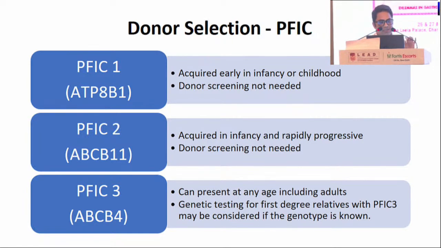We should not accept the donor if the patient presents early in life. But if the patient presents late in life, in late adulthood, then chances of PFIC1 and PFIC2 are very, very less. So it's most likely PFIC3, and we can accept the donor without doing genetic analysis.